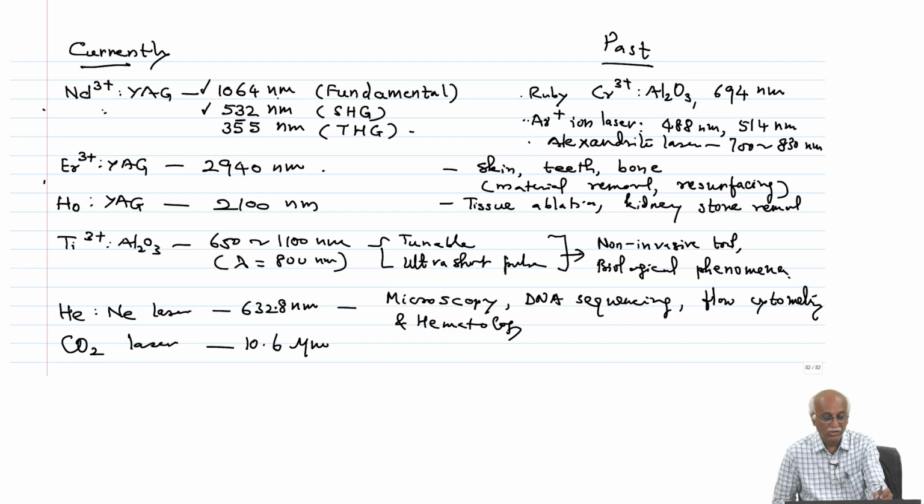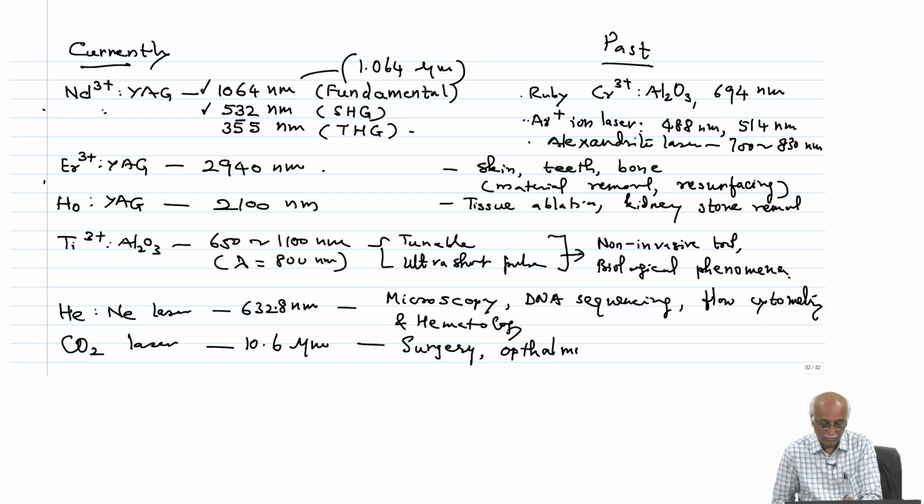1064 nanometer means 1.064 micrometer, correct. So, this is 10.6 micrometer. It is useful in surgery because of the water absorption, in ophthalmology and cosmetics. Basically for therapeutic applications, such as interaction with tissue, ablation or photodynamic therapy, it is useful. It need not be used for sensing or diagnostics applications.